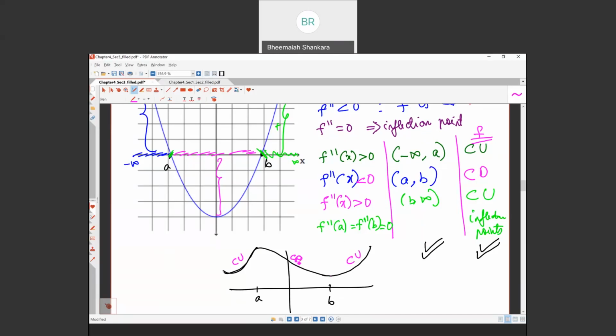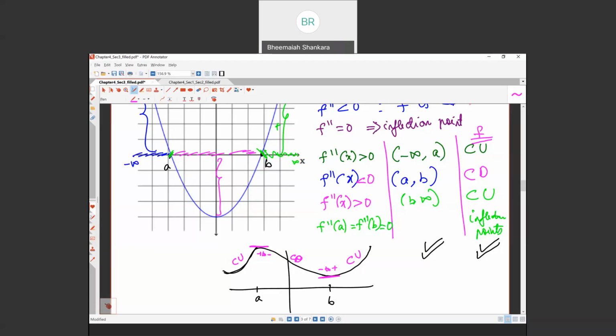Still the function is continuous, and at a and b you should have a flat curve, which means the derivative should be 0. And there should be a change of concavity in the curve, which means concave upward is changing the sign positive to negative, concave down to concave up, negative to positive. So you should be able to see the change of sign at these 2 points, which are the inflection points.